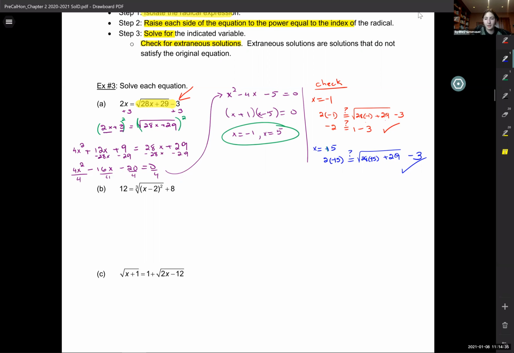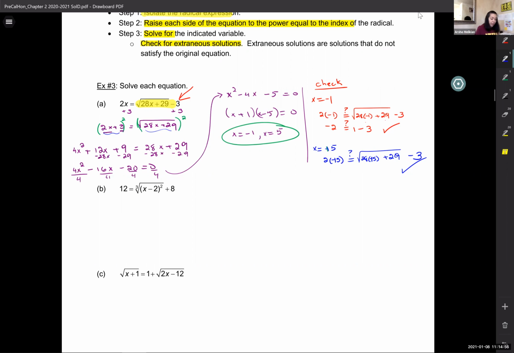Would it have also worked if you were to plug it in after we added the 3 to the other side? Yes, you could plug it in here as well. Any step before squaring is good. Is it better to just do the first step or the one closest to when you squared it? Or does it not matter at all? It doesn't matter. It's preference.